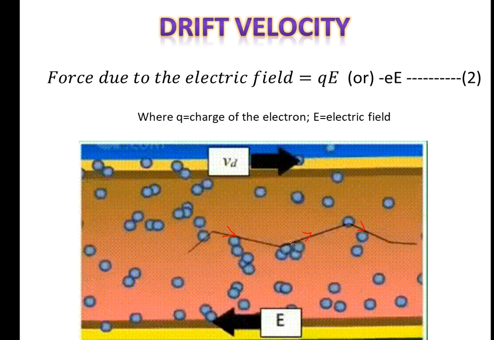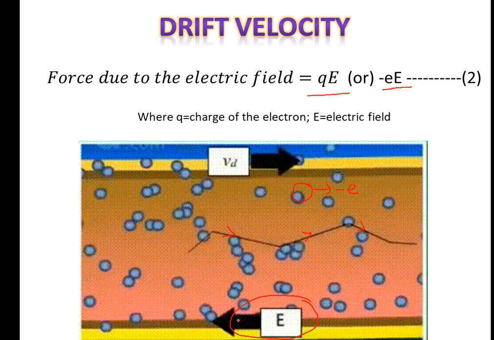As the electrons are charges, and because of this electric field supplied, they are going to get a force. We define this force due to the electric field as QE, where Q is the charge and E is the electric field supplied. And as the charge we have is the electron, we are substituting Q as minus e over here. Could you get that?